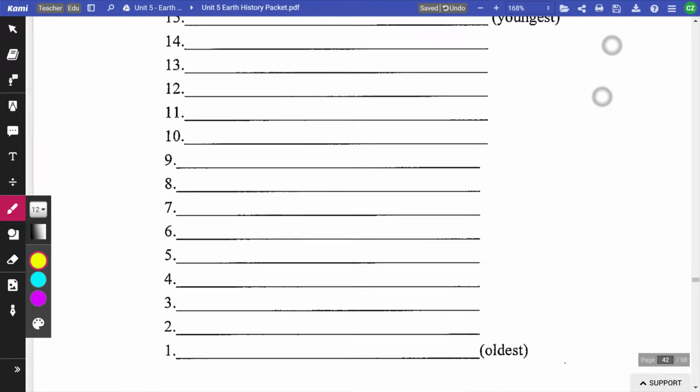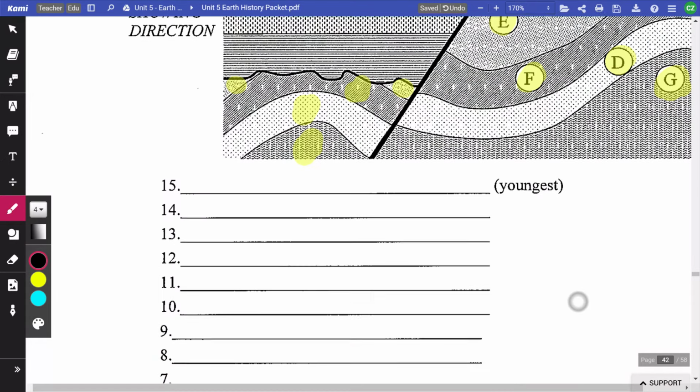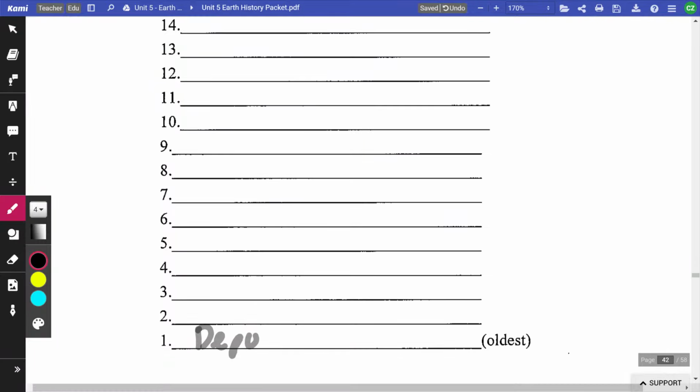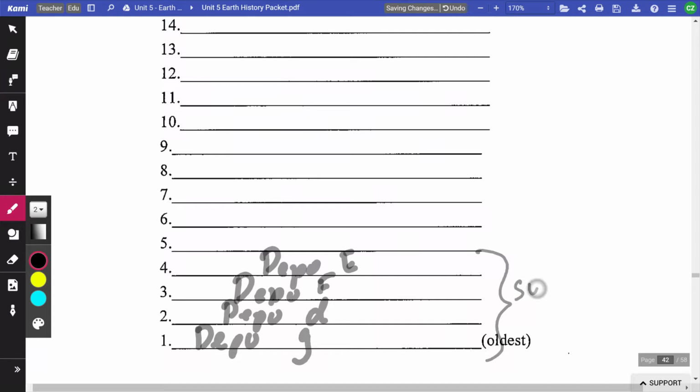So here we go. We would say deposition. And what you're going to notice is as you get further into these and you get better at them, you don't have to put as much down, but deposition of, oops, I almost forgot the G, D, F, and E. G, D, F, and E. Okay, and we know that these are in that order because of superposition.